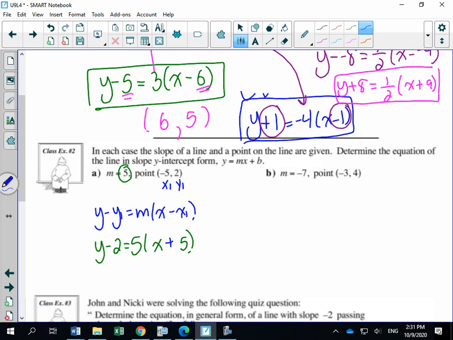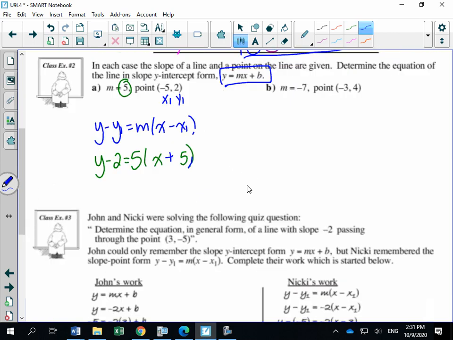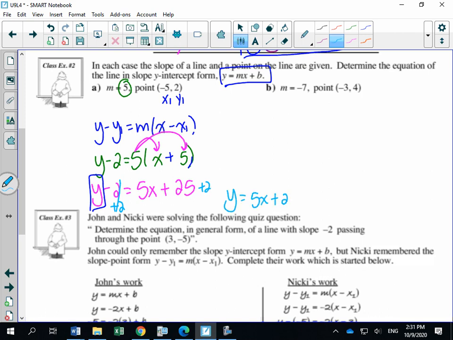Okay, from here, they want this equation in y is equal to mx plus b. So we just need to manipulate this to get it into that equation. So the first thing I always like to do is get rid of my brackets, right? Y is equal to mx plus b has no brackets. So let's distribute that 5 in. Y minus 2 is equal to 5x plus 25. We need to isolate this y, so get rid of that -2. How you get rid of the -2 is you add 2 to both sides, and the 25 and the 2 are like terms, so I'd add them together, and my equation is now y equals 5x plus 27.